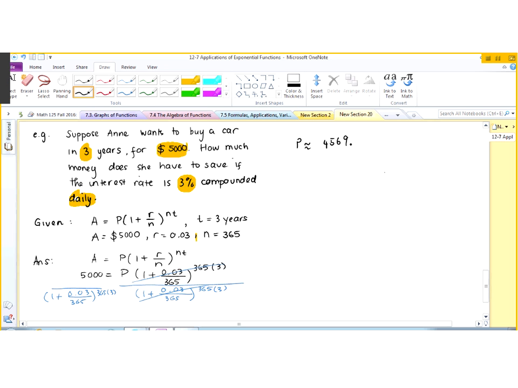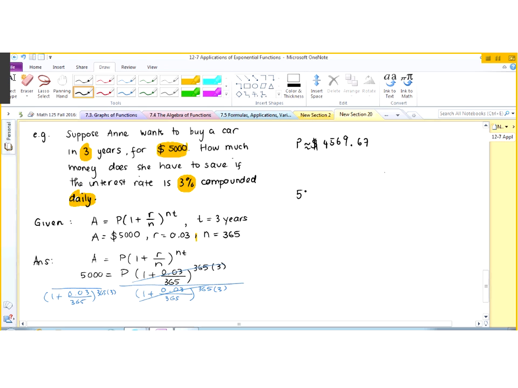Okay, so this is 4,569.67. So, oh my gosh, I have to save a lot. You know why? Because the interest rate is really small, isn't it? So now I have to save 4,569 so that I could buy a car in 3 years for 5,000. How do you guys get this? Were you able to calculate this?